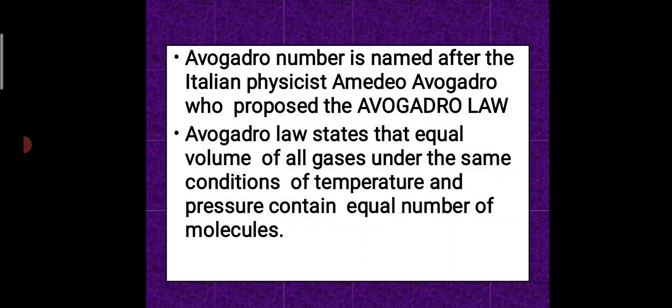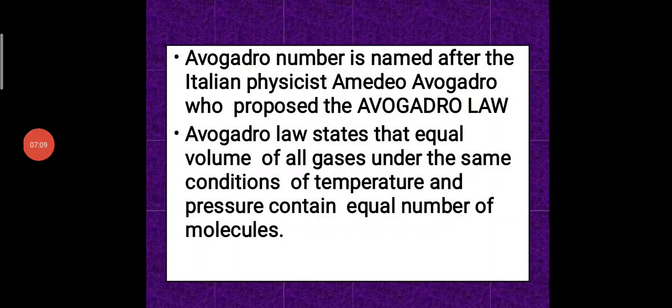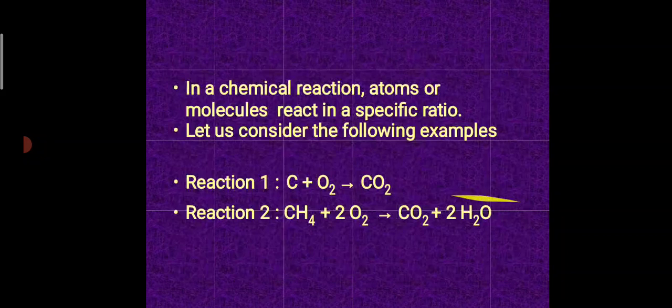Okay. Why it is named as Avogadro number? Avogadro number is named after the Italian physicist Amedeo Avogadro, who proposed Avogadro's law. So what does the law state? Already in your 10th standard you all would have studied. Avogadro law states that equal volume of all gases under the same conditions of temperature and pressure contain equal number of molecules.